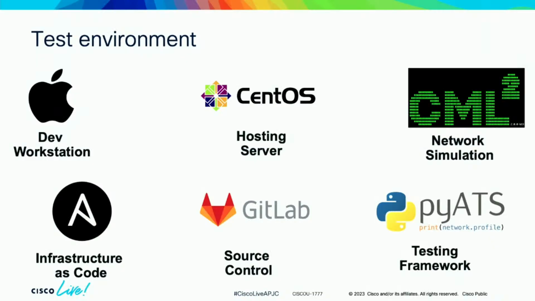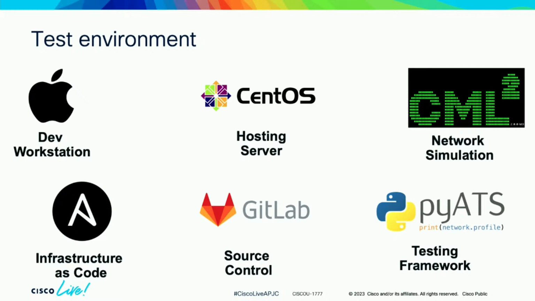Now let's have a look at a demo environment. So all the components in the demo that you see: I have just a Mac laptop as a dev workstation. That would be basically the network person that's performing a change, right? The hosting server is a CentOS box, and that's just running GitLab and the GitLab runner. I'm using CML for my simulation, so I have a subset of a production network. I'll show you how the topology looks.